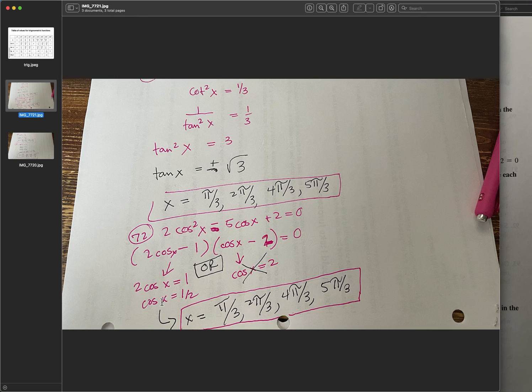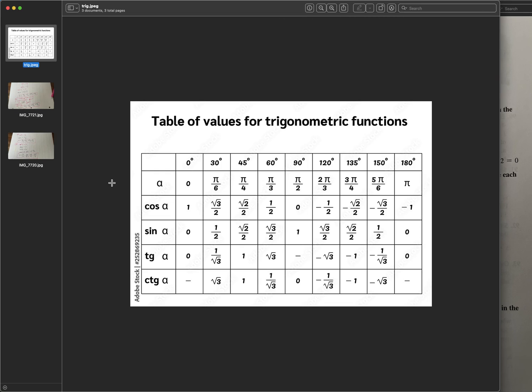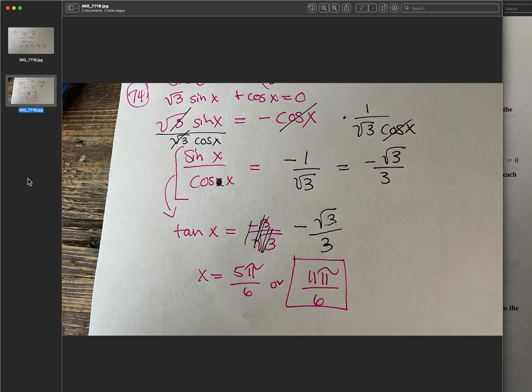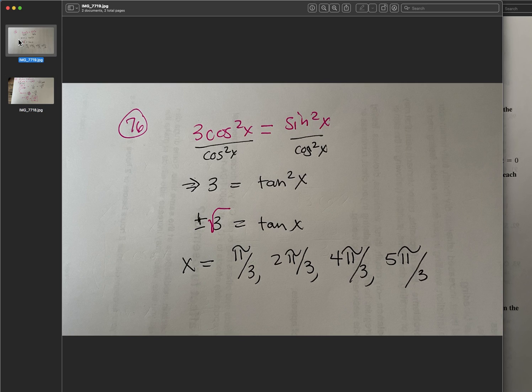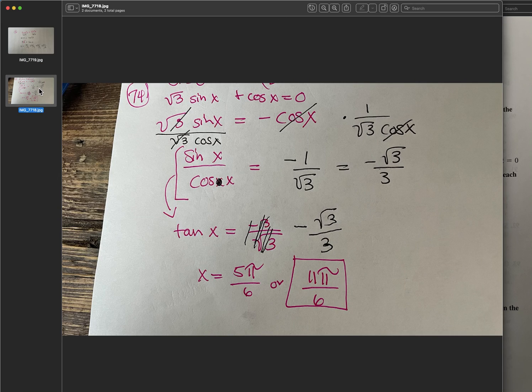But the cosine x is positive 1/2, and so it is pi over 3, and then you add another pi to that, and that becomes 4 pi over 3. So I only think there are 2 solutions to this last one. I could be wrong because it has been a long time since I've had trigonometry, so I could be wrong on these, but I don't think I'm wrong on all of them.